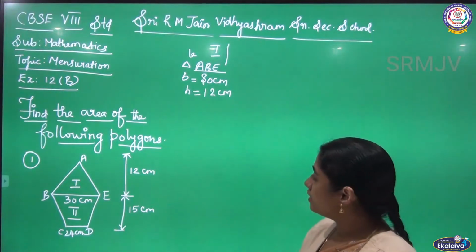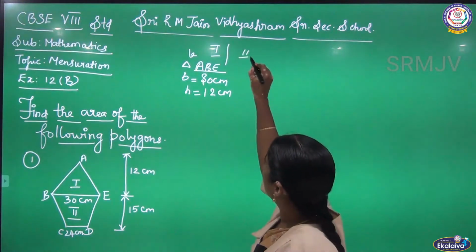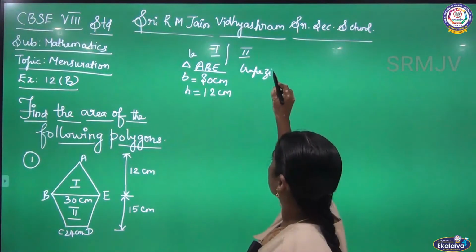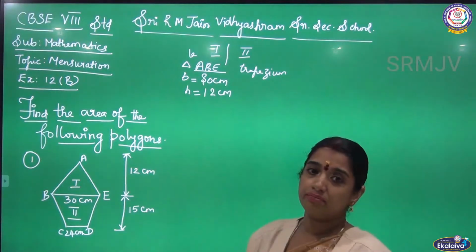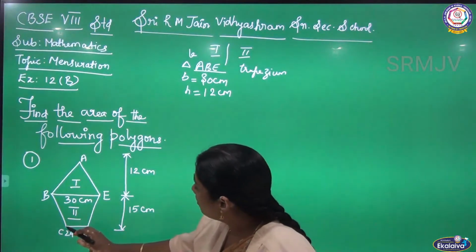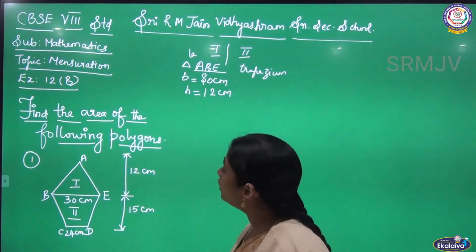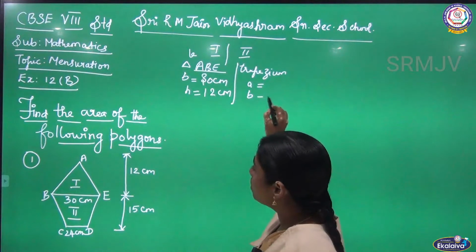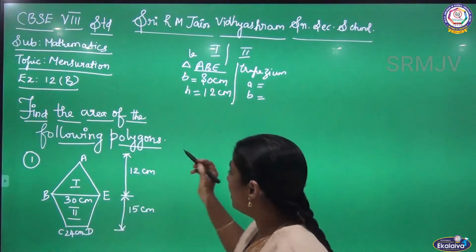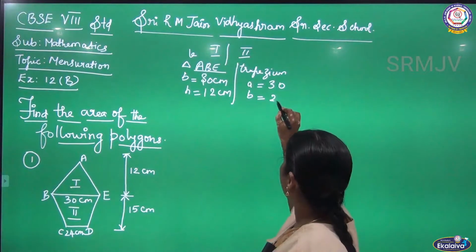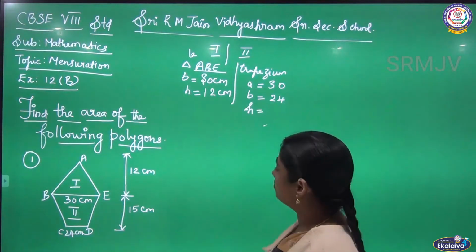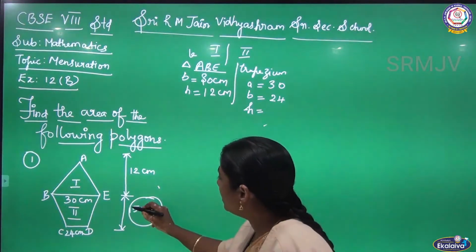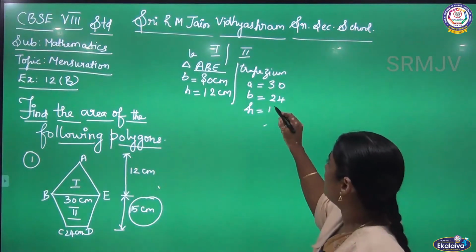Next, I am moving to the trapezium. So, figure 2 is what? Trapezium. See the trapezium, I am having two parallel sides. What are the two parallel sides? I am taking the parallel sides to be A and B. So, what are the parallel sides? 30 and 24. And what is the height of the trapezium? 15 centimeters. So, this is the height of the trapezium, which is 15 centimeter.